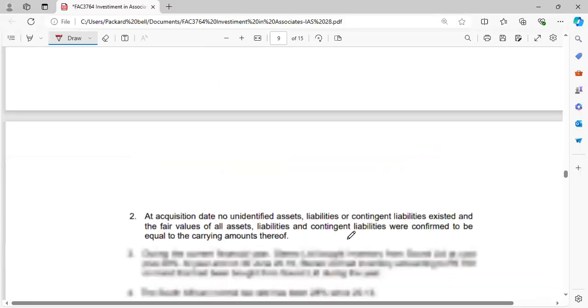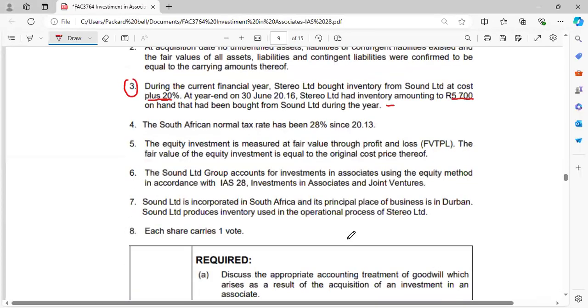Right, then the South African normal tax rate has been given, we can use that one. The equity investment is measured at fair value through profit and loss. The fair value of the equity investment is equal to the original cost price. So we already have our cost price of the investment. That's the fair value of the investment.